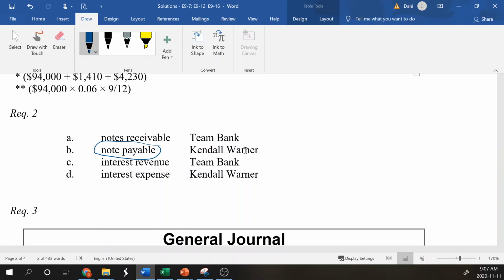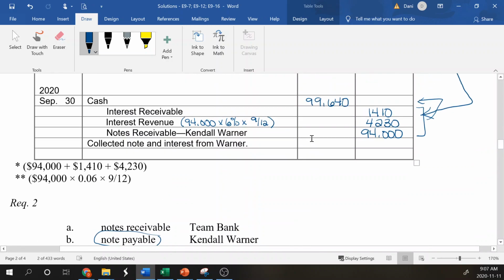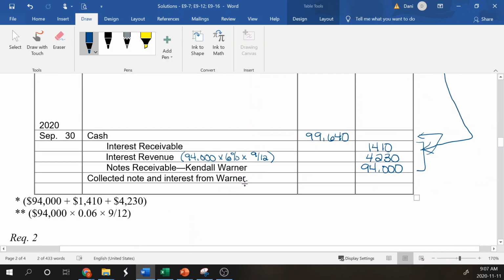Okay, now part 3 here says, suppose that Kendall Warner defaulted on the note. So if you default, it means it's a dishonored note receivable. What would the entry be for Team to record for this dishonored note? So it's saying, instead of this entry that we did on September 30th here, where we got cash, how would we record this if we weren't able to collect because Kendall defaulted?